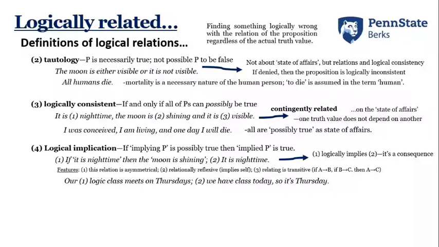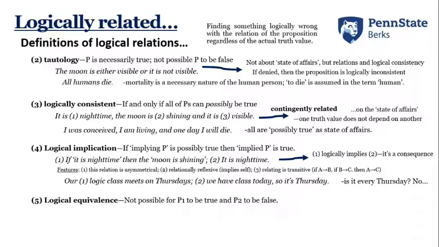An example would be, our logic class meets on Thursdays. We have class today, so it's Thursday. Now, we couldn't do that symmetrically backwards. In other words, we couldn't just say, well, it's Thursday, so we have class, because it could be Thanksgiving, which is on a Thursday, and we're not going to have class. So if we have class and we only meet on Thursdays and we're meeting, we know it's Thursday. But just because it's Thursday doesn't mean that we're meeting. So the logical implication there is not symmetrical. A fifth one is logical equivalence.